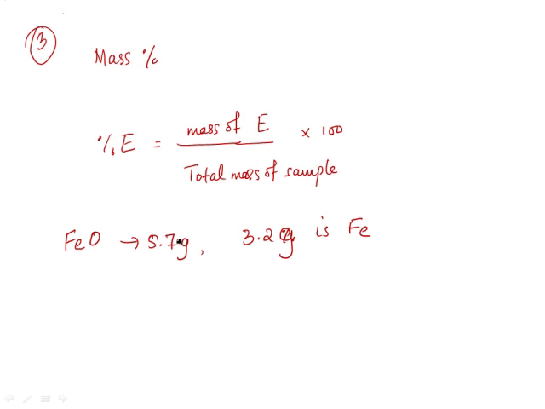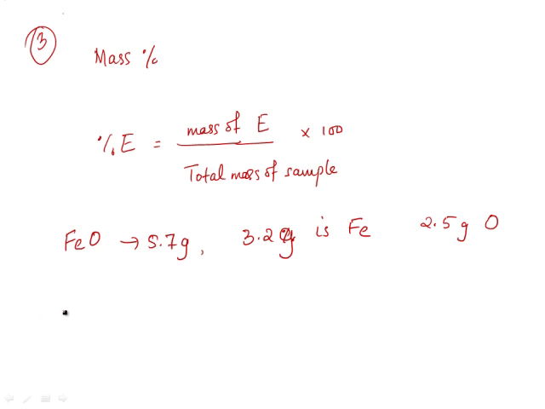So this is iron oxide. Well, I should specifically say which iron, right? This is iron(II) oxide, FeO. So I have 5.7 grams of this substance, and I'm giving you that among the 5.7, 3.2 is iron. So how much should be your oxygen? 5.7 minus 3.2, right? What is that? 2.5. So you have 2.5 grams of oxygen.